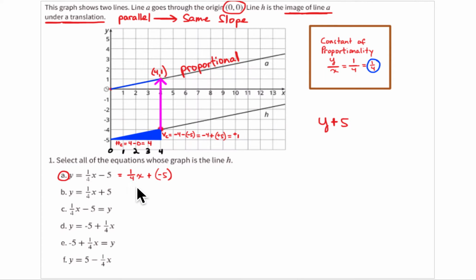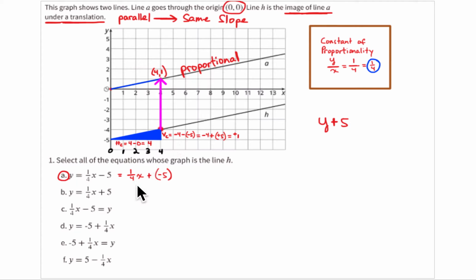Now the authors don't expect you to go through this. They don't expect you to write the equation. We are going to take some time and write the equation because it's a review of what we did before. What the authors are expecting you to do is to look at this, realize that the slope is 1/4.